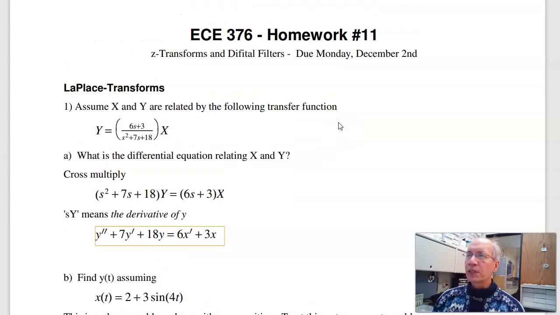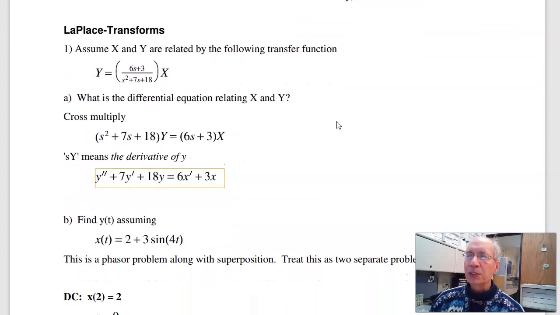Here are solutions to homework set number 11 for ECE 376. This homework set looks at Z-transforms and digital filters. Now the first problem is actually Laplace transforms.